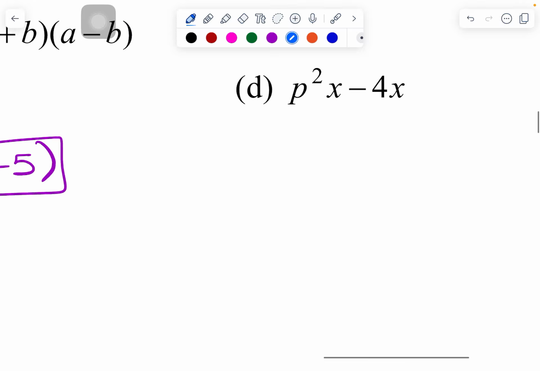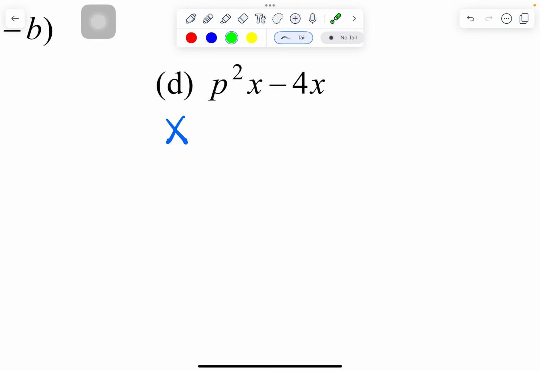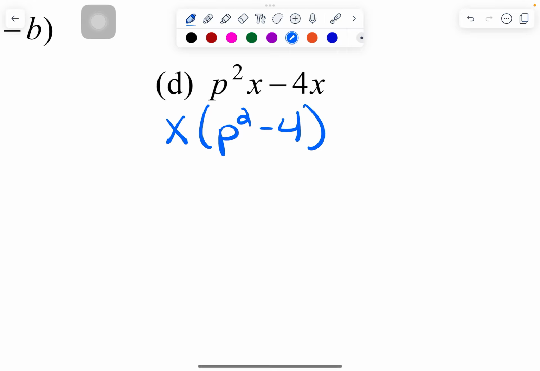Moving on over to part D, this one looks a little bit goofy because here's the thing. You have a GCF here. So let's go ahead and factor that GCF out first. These two terms both have a single x in them. I'm going to take it right on out. And that leaves me with p squared minus 4, which follows the pattern that we've seen with the difference of perfect squares.